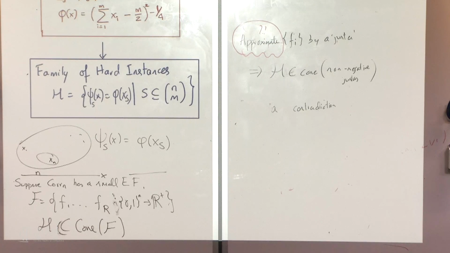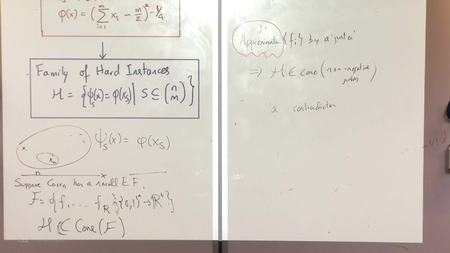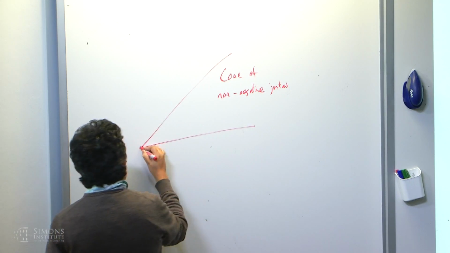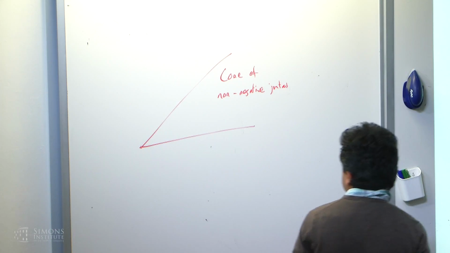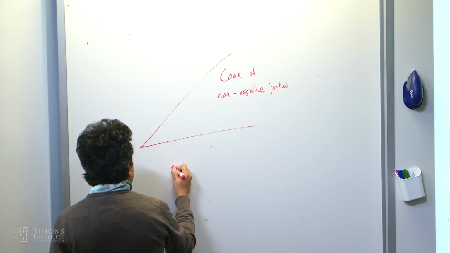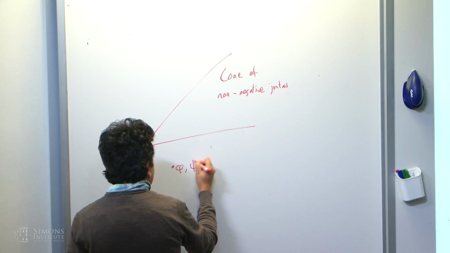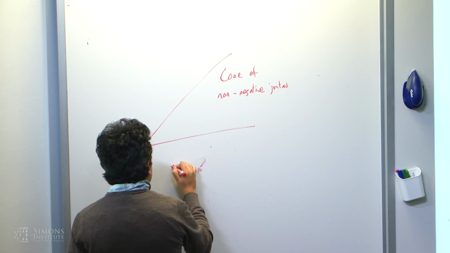Okay, so how good should this approximation be? Let's go back and look at our hard instances and understand them a little bit more. So we have the cone of non-negative juntas, and phi is a hard instance for Sherali-Adams, so it sits outside the cone. Not just phi, but every possible psi sub S, all of them sit outside the cone. Let's just fix a size. Look at psi sub S, it sits outside the cone.